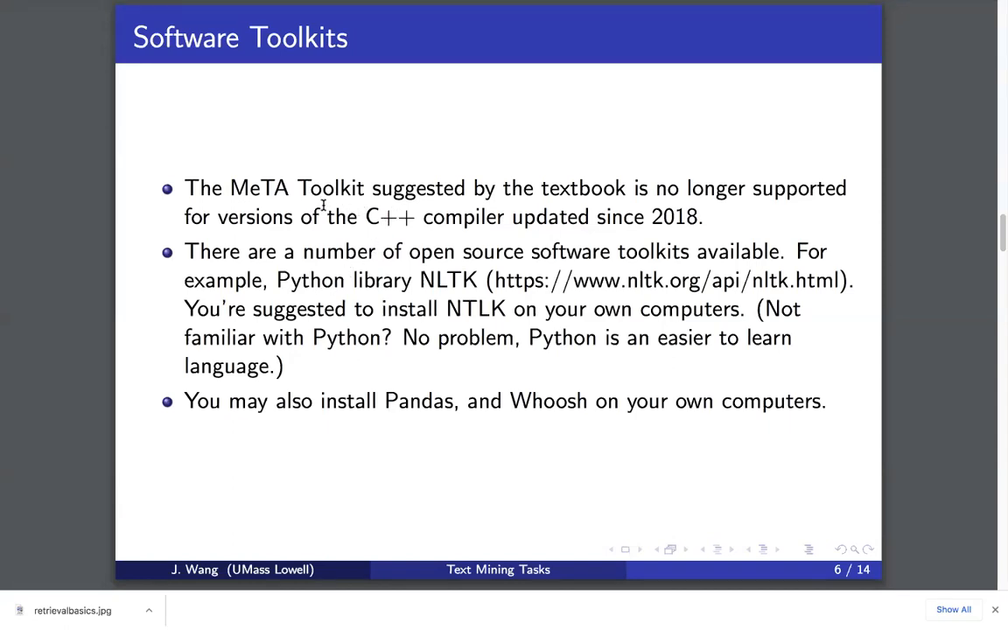Okay, so MeTA Toolkit basically is a C++ based package that provides functionalities for processing text, and NLTK does the same. Okay, so you install Python, the current version of Python, and then you install NLTK, and NLTK comes with a book. Okay, it's an online book, right? It's a free book. So you also download that book and follow it, to get yourself familiar with some of the functionalities of handling text. Okay, so that makes text processing a lot easier. And also Python is an easier language to learn.